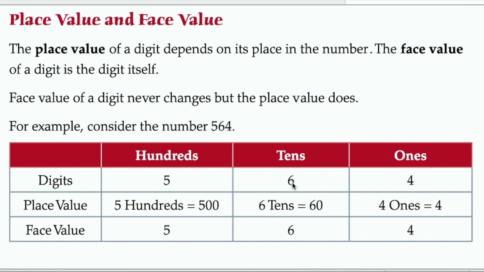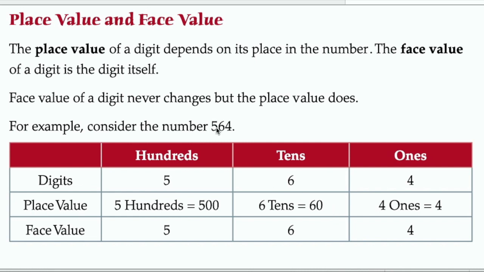Next comes ones. Ones, as I said earlier, is a single digit number. So 4 ones, that is 4. So the place value means you have to give the value of the digit where it has been placed. The face value of a digit is the digit itself. That is, the face value of each digit in a number is same as the digit itself.